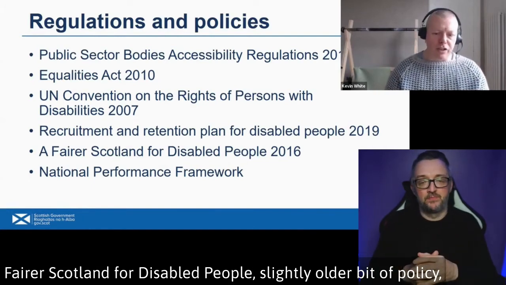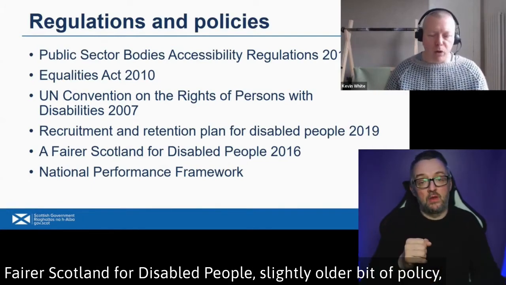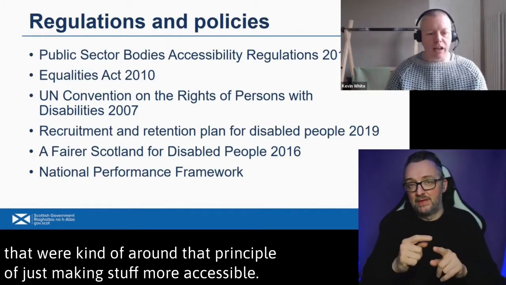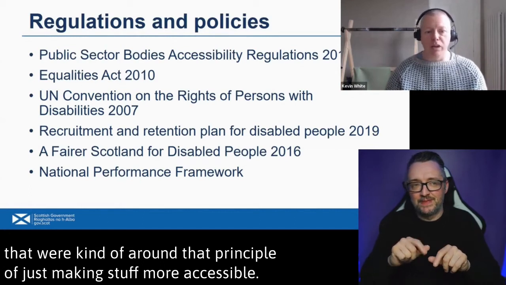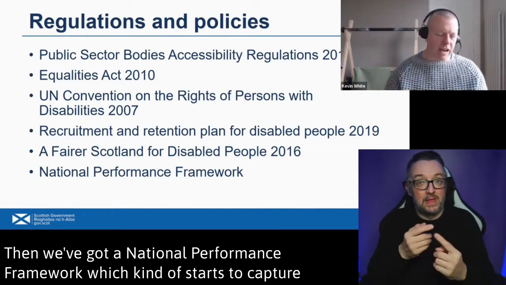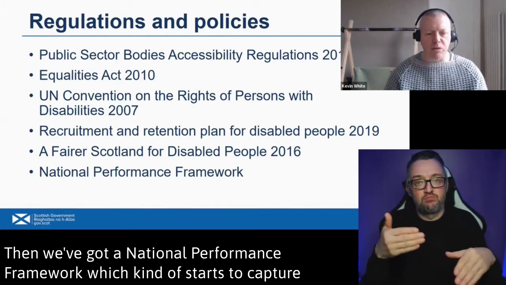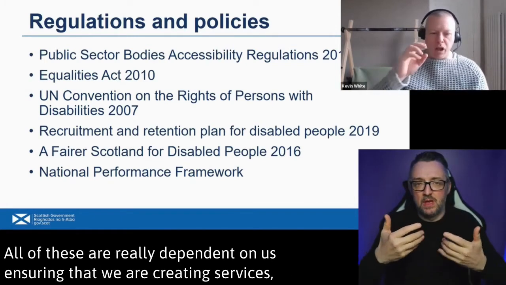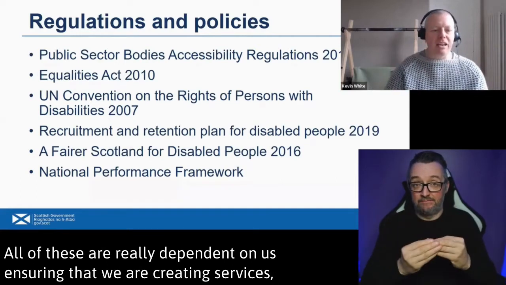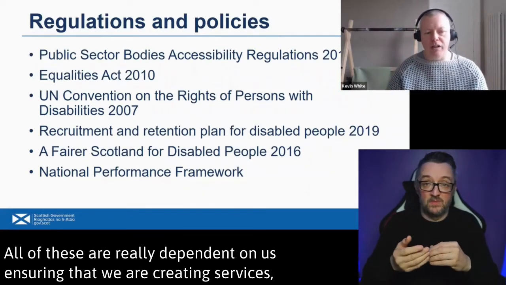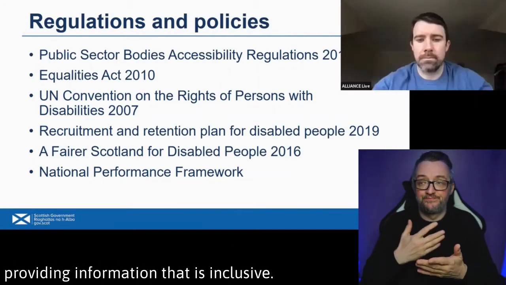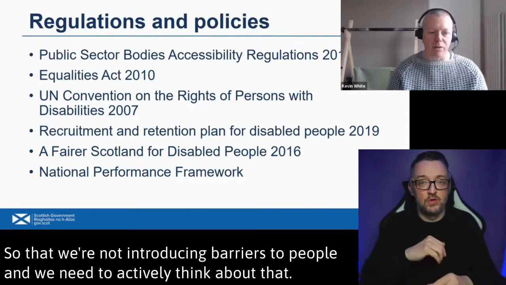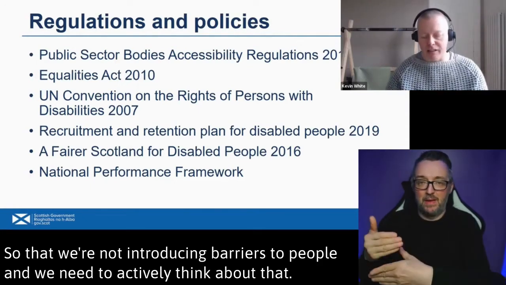Fair Scotland for Disabled People, slightly older bit of policy, but that kind of outlined lots of different steps and lots of different thoughts that were kind of around that principle of just making stuff more accessible. And then we've got a national performance framework, which kind of starts to capture how we're doing and those sorts of things. All of these are really dependent on us ensuring that we are creating services, providing information that is inclusive, so that we're not introducing barriers to people, and we need to actively think about that.